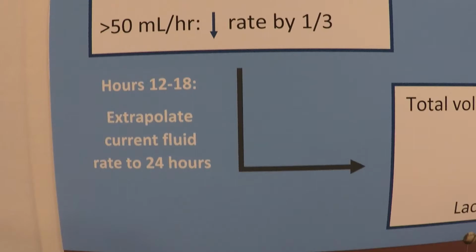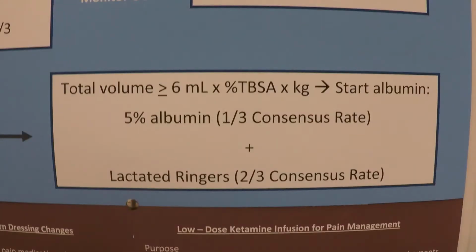Once you get that calculation, if that number is greater than 6 mLs times their percent TBSA times their weight, that's when we start considering albumin. That's a sign that maybe they have really high capillary leak and a lot of the fluid is not going into the intravascular space and maybe third spacing. So we use albumin to help hold the fluid in the intravascular space so that we can maintain resuscitation and keep the fluid where it needs to be.